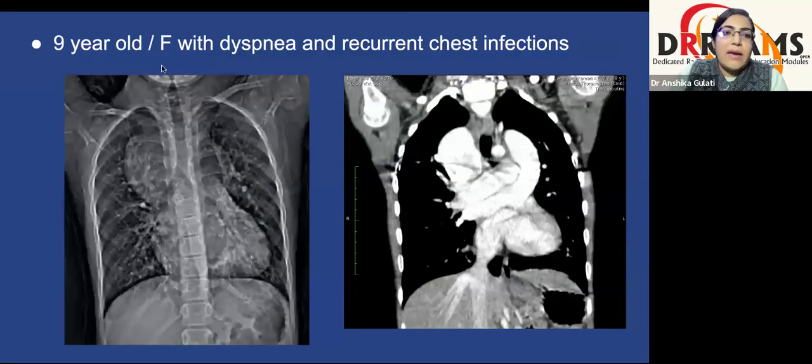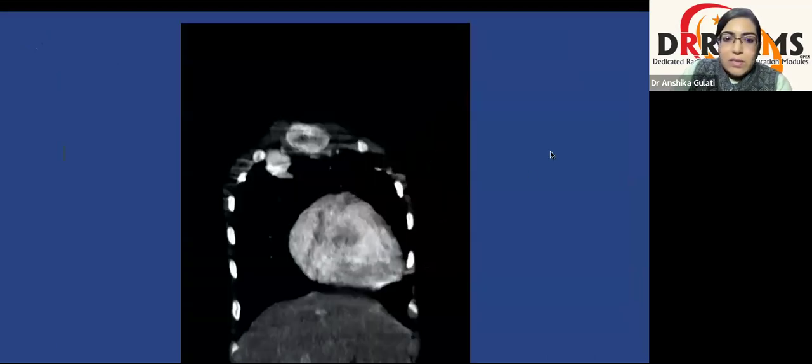This was a 9-year-old girl who presented to us with dyspnea and recurrent chest infections. And you see, this is the scanogram showing the classical snowman heart or figure of 8 appearance, and the corresponding coronal section of cardiac CT shows that the superior mediastinal widening is because of this vertical vein and dilated SVC. We'll see the complete case.